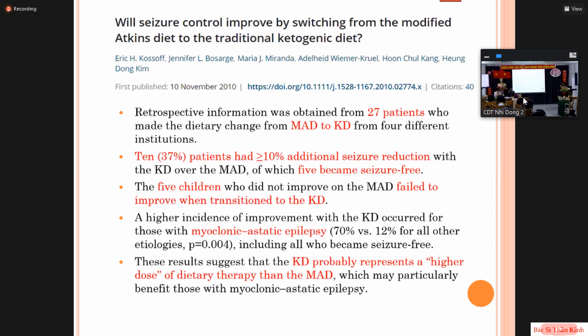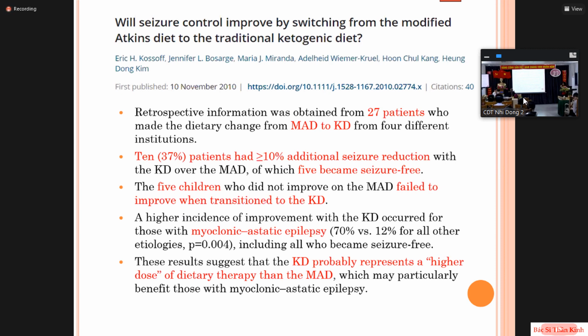So this is a study done by Eric Kossoff. This was to see whether seizure control will improve by switching from the modified Atkins diet to the traditional ketogenic diet. So information from 27 patients was retrospectively taken who made the change from modified Atkins to ketogenic diet, and 10 patients had more than 10% additional seizure reduction with the KD over the modified Atkins, of which 5 became seizure free.